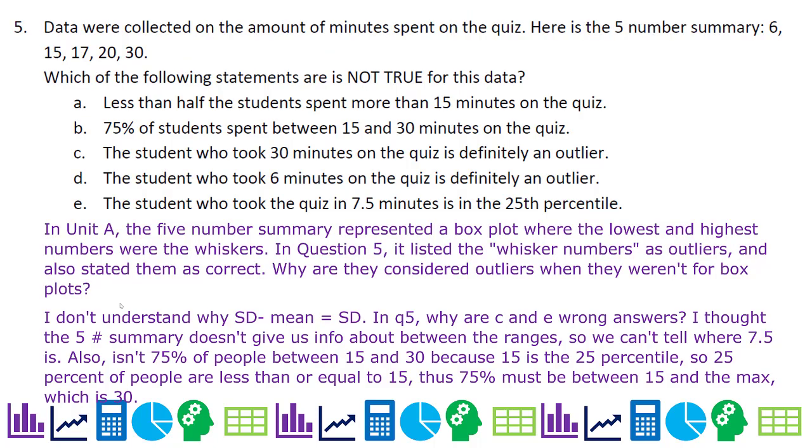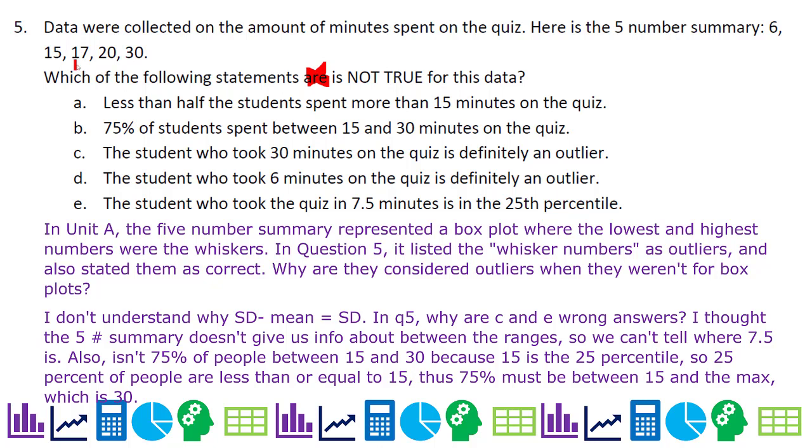Data were collected on the amount of minutes spent on the quiz. Here's the 5-number summary: 6, 15, 17, 20, 30. I prefer you label your 5-number summary when you give it to me. But if it's listed in order, you should know what all 5 of those numbers are: min, Q1, median, Q3, and max. Which of the following statements is not true for this data? Less than half the students spent more than 15 minutes on the quiz.